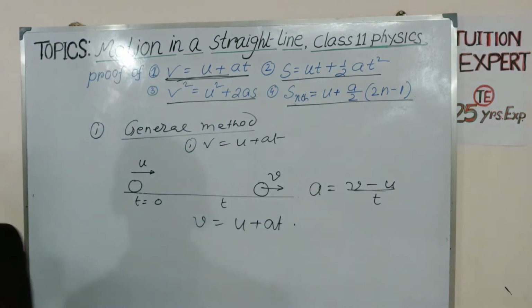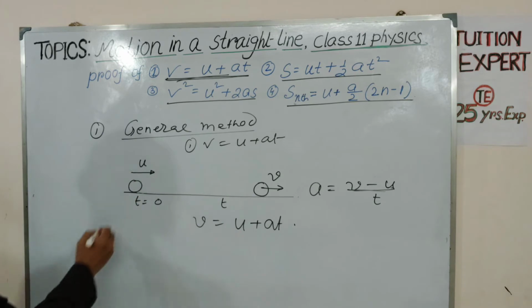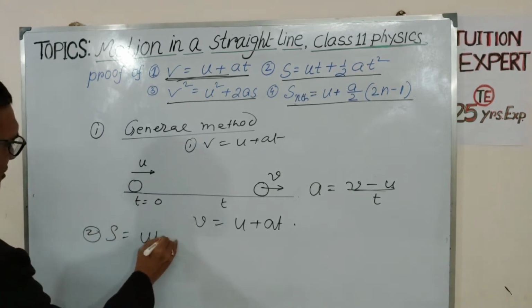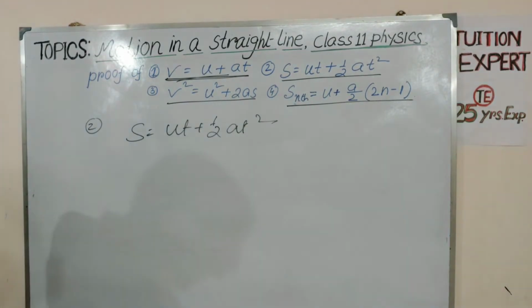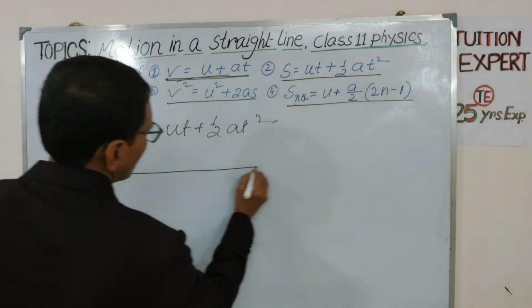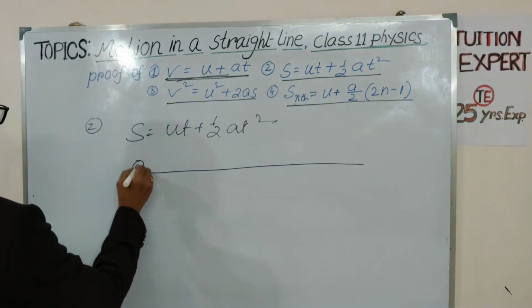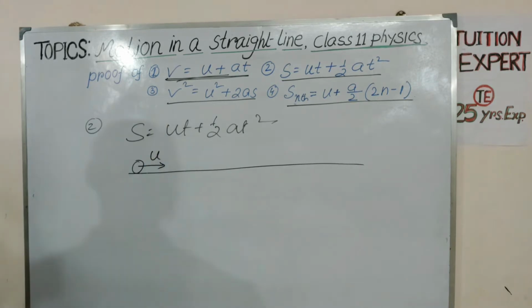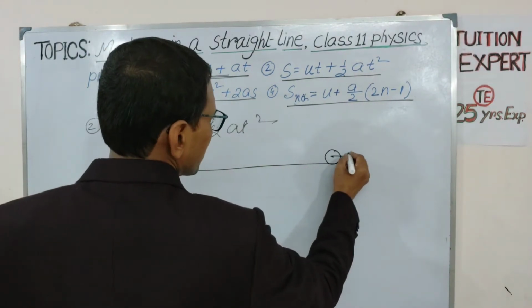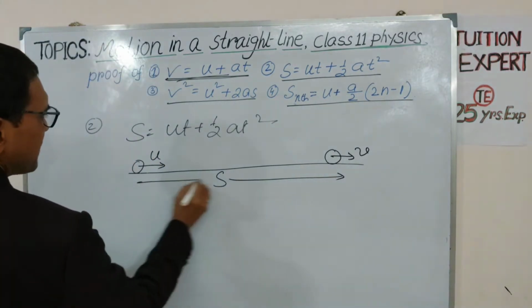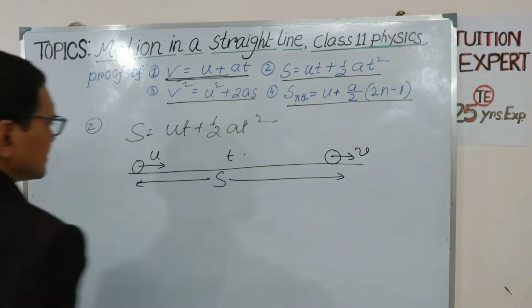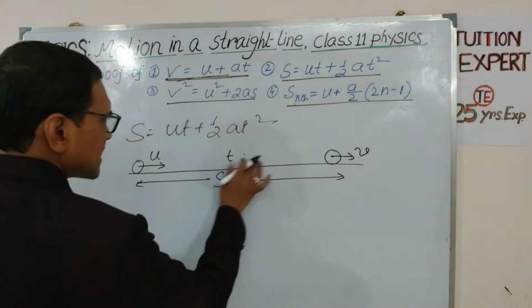Simple equation. Now the second equation, s equal to ut plus half at square. Let us prove this. At t equal to 0, the particle starts with velocity u. After t seconds, the velocity is v. The distance travelled is s in time t.